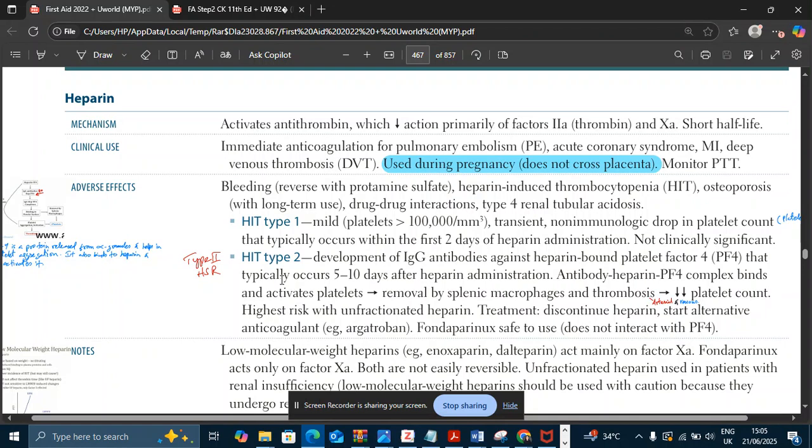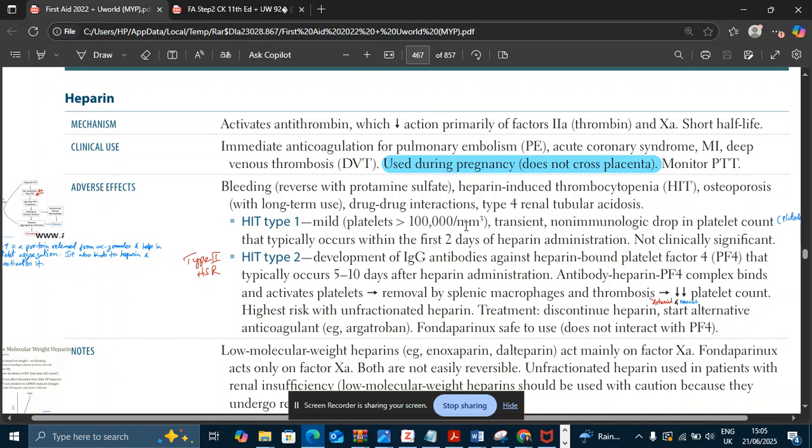Okay, there are two types of HIT. We also call it HIT type 1 and type 2. So type 1 HIT is mild, it is transient, non immunologic. Drop in platelet count would be low, but still it would be higher than 100,000. Okay, usually HIT occurs 1 to 4 days after heparin initiation.